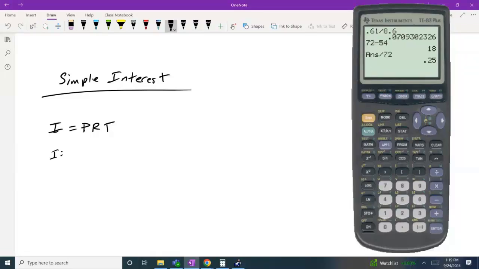where I is the interest after time T. P is your principal, and the principal is the amount of money that you borrow. It can also be the amount of money that you invest. So this interest can go both ways, on borrowed money and invested money. R is the rate, the interest rate.